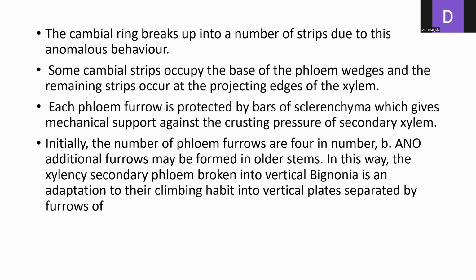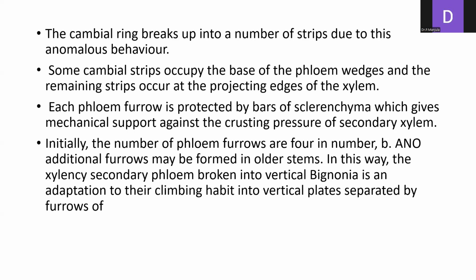These sclerenchyma bars present at the furrows of the phloem give mechanical support. Initially the number of phloem furrows is four. Additional furrows may be formed in older stems, so as the stem grows, more than four furrows may be observed. In this way, the secondary xylem and secondary phloem are broken into vertical strips in Bignonia, which is an adaptation to their climbing habit.